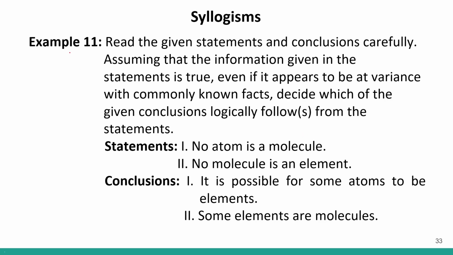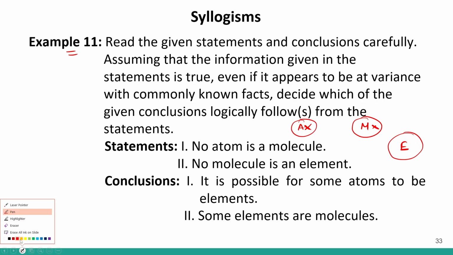Clear? Example 11. Statement 1 is no atom is a molecule. So atoms and molecules are separate entities. Okay, they will not overlap. No molecule is an element. So molecule and element are separate entities. They will not overlap with each other. There is no restriction on atoms and elements. They are different colored crosses.